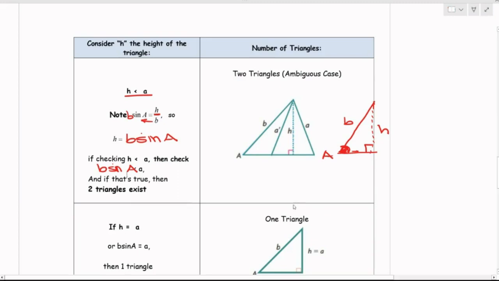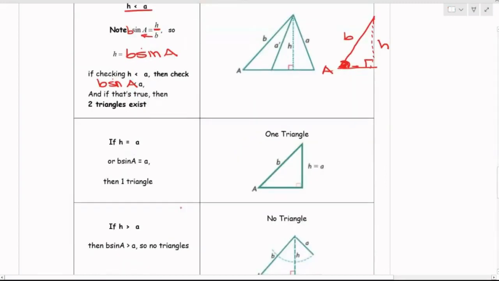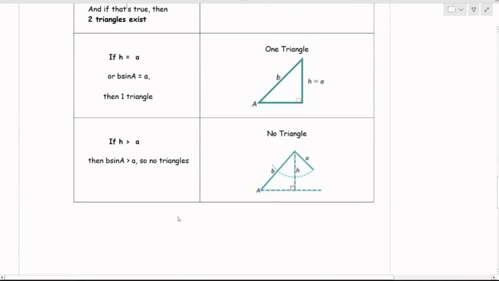All right. If your height, so let's say you do this calculation, B sine A, you figure out what B sine A is, and it's equal to A. That means you just have one triangle. Okay, and that's this scenario here. If your H is bigger than A, look at this H being bigger than A, and I rotate A, there's nowhere I could rotate A and close that triangle off. So if B sine A is greater than A, no triangles exist.